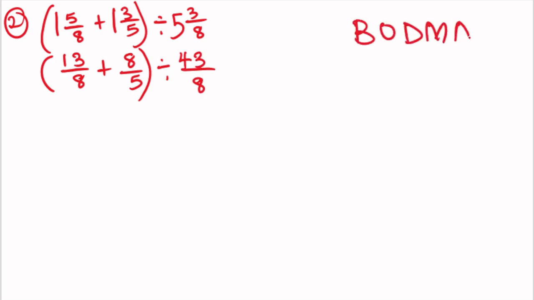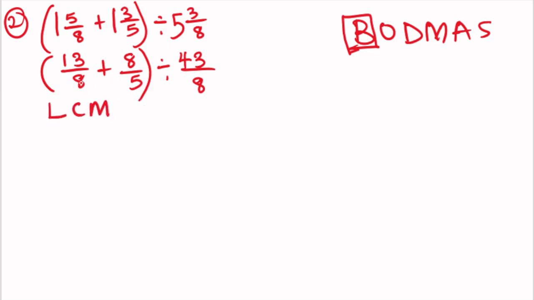So in BODMAS, the first thing we have to do is bracket. And if you look at our question here, we'll have a bracket. So we have to do the task given to us in the bracket before we can divide by 43 over 8. Now, looking at the denominators of the fractions in the bracket, they are unlike. So what's the first thing to do? We have to look for the LCM.